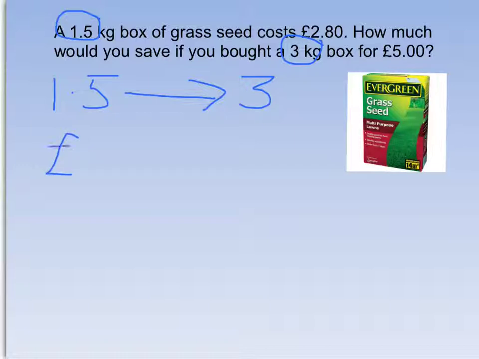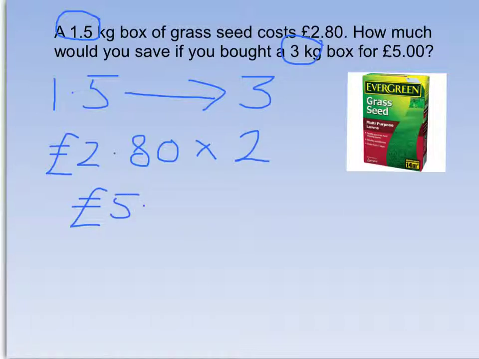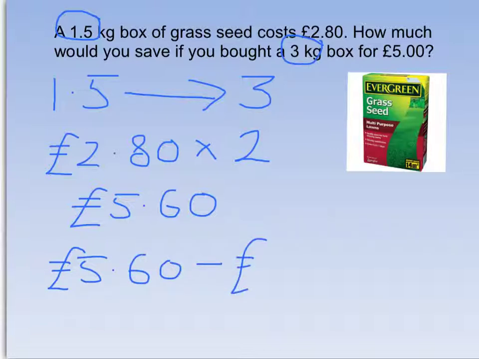So we would expect to pay twice as much. So if we multiply the £2.80 by 2, we get £5.60. But actually, the larger box is cheaper. So we take the £5.60, we take away the actual price of £5, and that tells us that the saving is 60 pence.